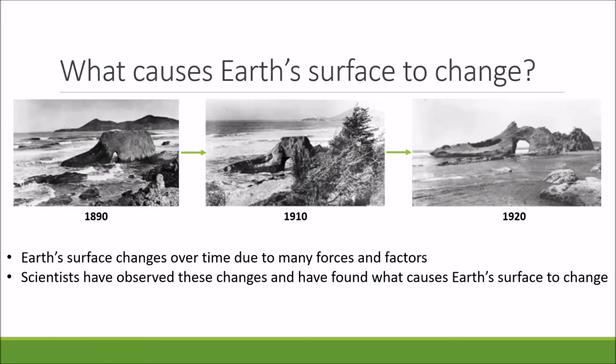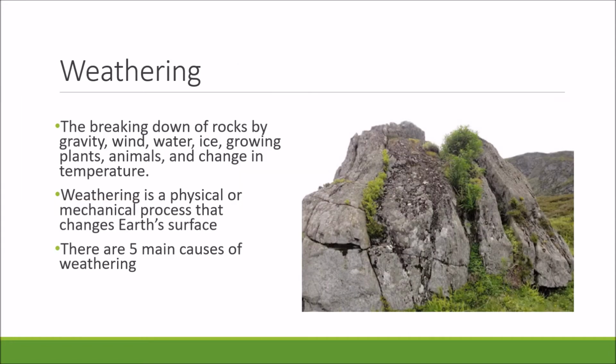Okay, so what causes Earth's surface to change? You can see in these photos that over time, the Earth's surface is changing due to various factors. Scientists have observed these changes and have found what causes Earth's surface to change. The first thing that causes Earth's surface to change is weathering.